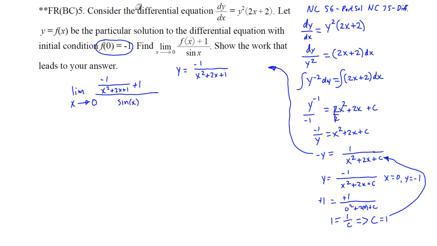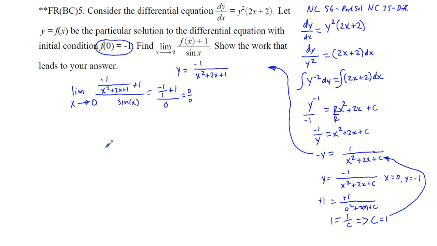And for that, I'm going to work below. If we plug in 0 for x, we're going to get negative 1 over 1 plus 1. That's going to be 0 over sine x, and sine of 0 is 0. So we're going to get our indeterminate form, 0 over 0.